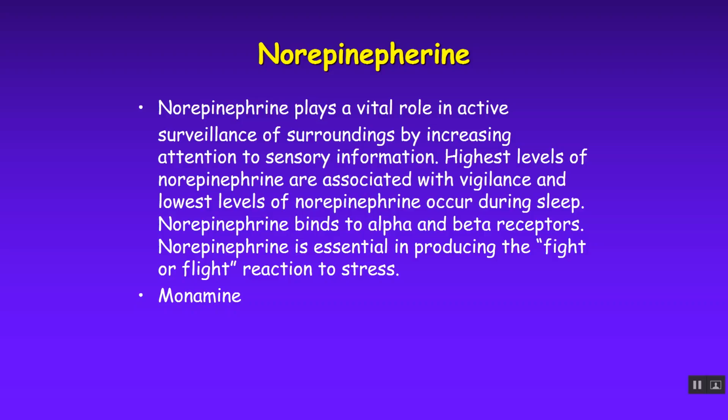Remember, norepinephrine is important also in the autonomic nervous system. Norepinephrine is your sympathetic nervous system, fight or flight system. So not only does it influence the cerebrum for active vigilance, but it influences the spinal cord where those sympathetic nerves go out and make your heart rate go up, make your respiratory rate go up, those kinds of things. It's also a monoamine.